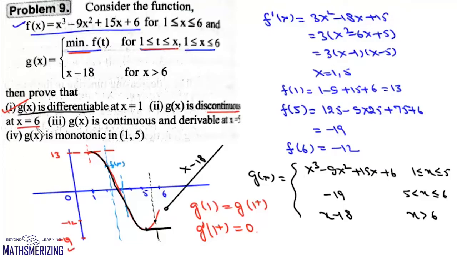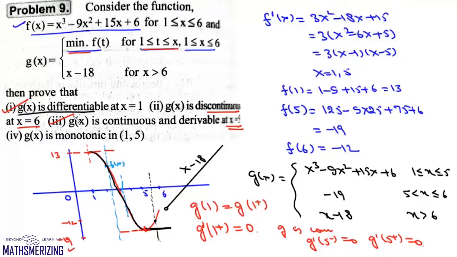Now it says g(x) is continuous and differentiable at x equals 5. Now at x equal to 5, clearly g(x) is continuous. And if we look at its left derivative, we know that there is a minima at this point. So g'(5-) is 0, and on the right hand side, it's a constant function. So g'(5+) is also 0. So this function is continuous and differentiable at x equals 5.